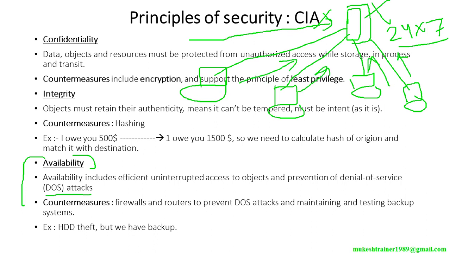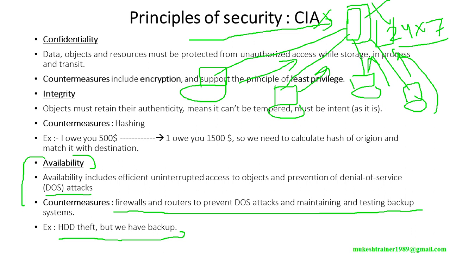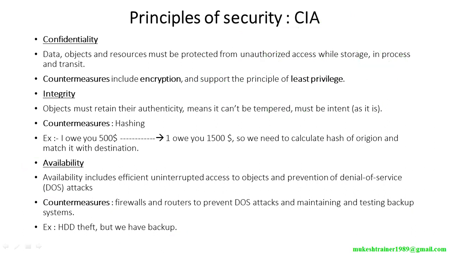So we have to use some countermeasures, that is putting in a firewall and router to prevent DoS attacks, and maintaining and testing the backup system. Another attack is hard disk drive theft, but we have a backup. So somebody gains access to the server room and has access to the hard drive, and he can actually steal your hard drive. So you should have at least a backup of it.